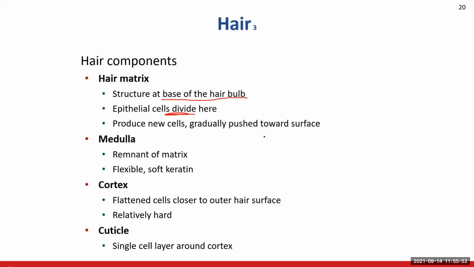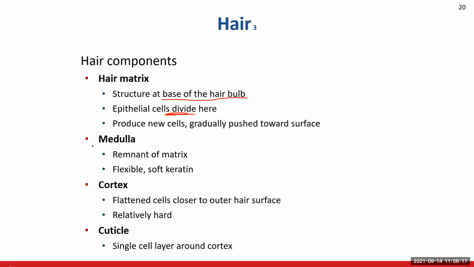Then as those cells start to move up and the hair itself starts to kind of thin out into that long cylindrical structure, now we're going to talk about the other parts of it. We've got the medulla, the cortex, and the cuticle. So the medulla is going to be in the center of our hair, and the cuticle is going to be the outer covering. And so the cortex will be found somewhere in between.